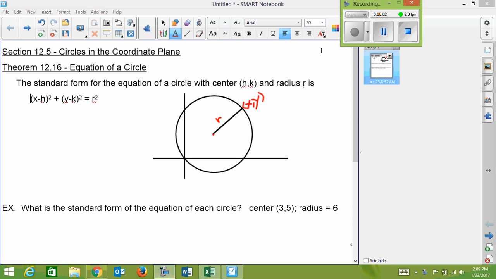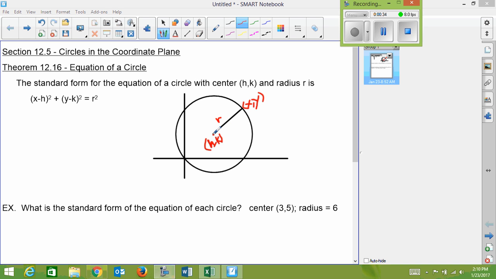Hello and welcome to section 12.5, which is on circles in the coordinate plane. Theorem 12.16 is the equation of a circle. So the standard form for the equation of a circle with a center of (h, k) and radius r is (x minus h) squared plus (y minus k) squared equals r squared. And here I have a picture drawn of how that would look.